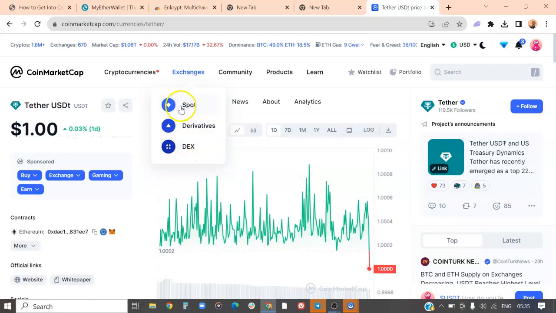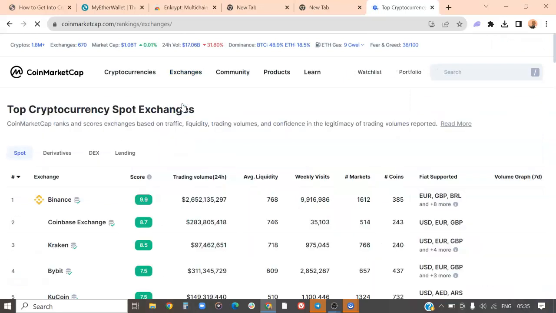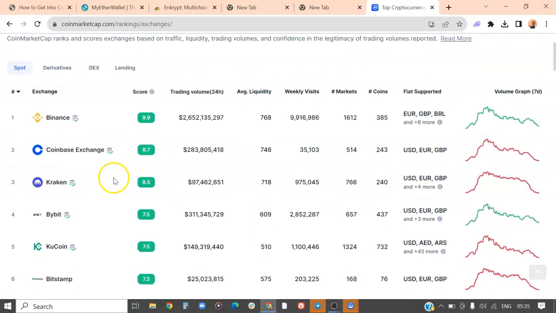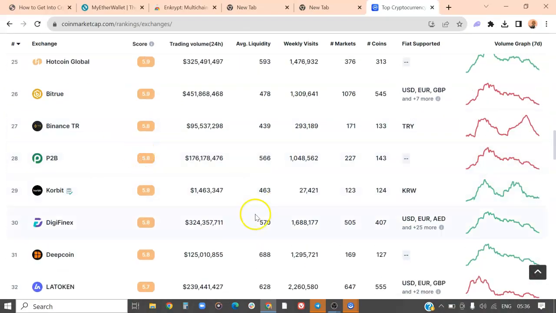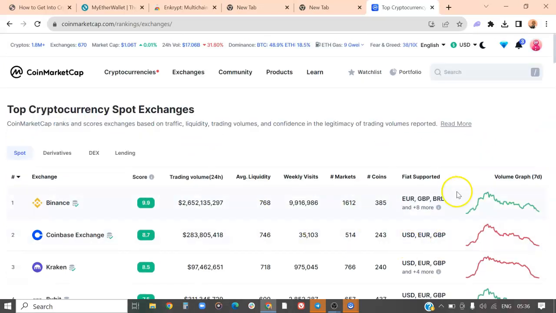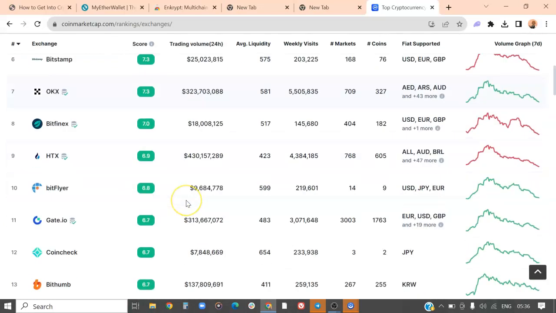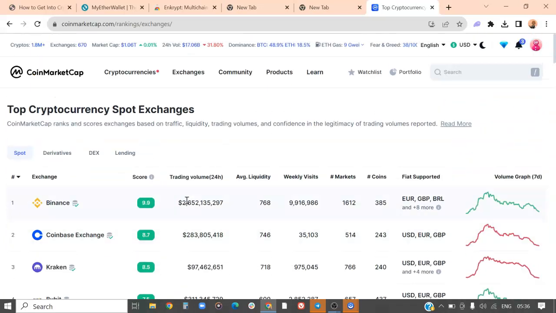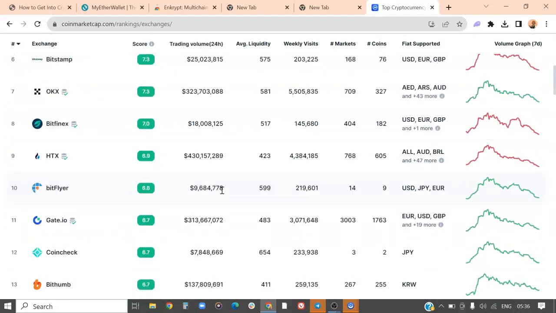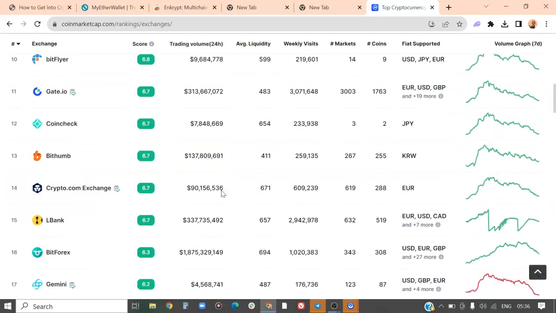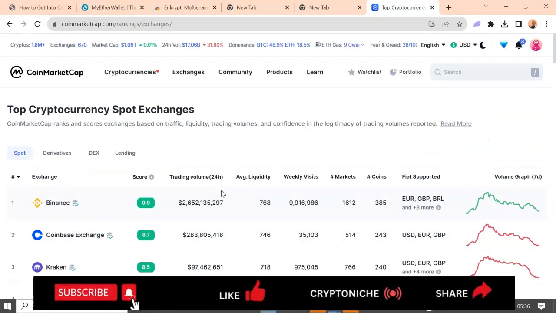So for the spot exchanges, for instance, you can see Binance, CoinGecko, Kraken, Bybit. If you keep scrolling, you see them right there. So these are centralized platforms. You need to have an account on any one of these. If you're watching now and you don't have an account on any of these trading platforms, let me know. That is something you need to pay serious attention to.